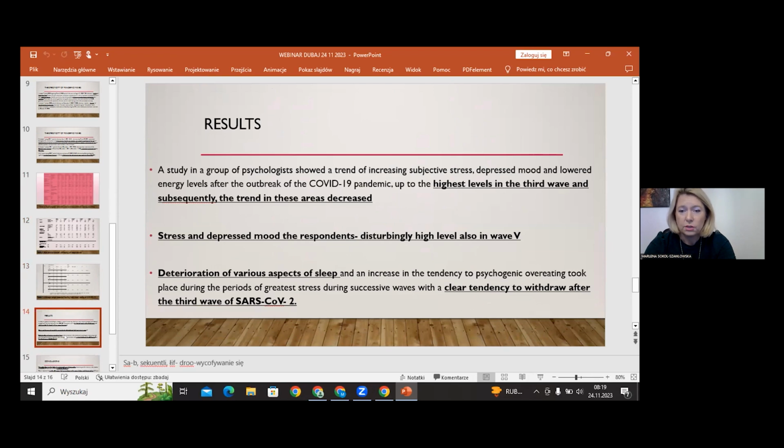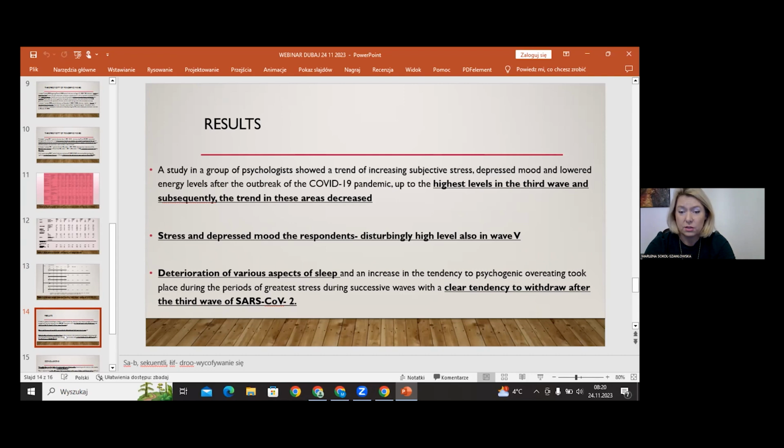Our group showed a trend of increasing subjective stress, depressed mood, and low energy level after the outbreak of the COVID pandemic, up to the highest level in the third wave. Subsequently, the trend in these areas decreased after the third wave. It was very interesting for us. Stress and depressed mood of our responders still have a high level also in wave number 5.